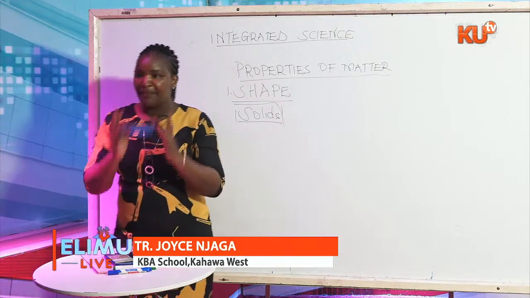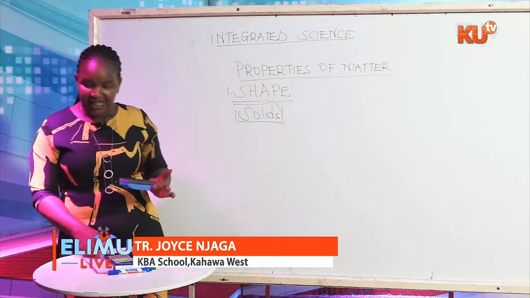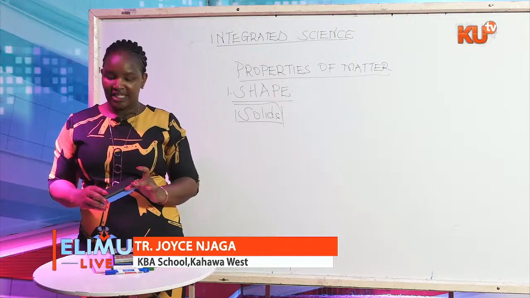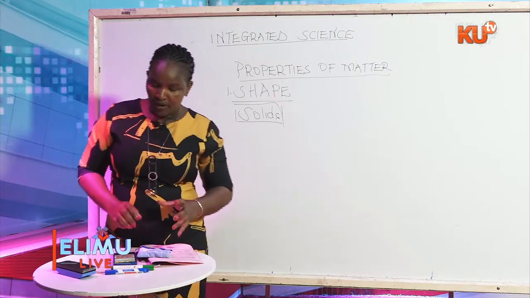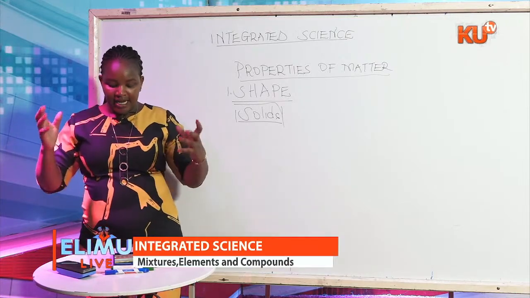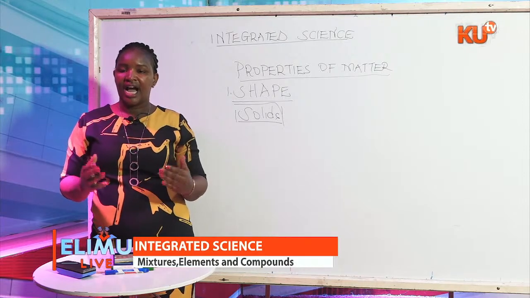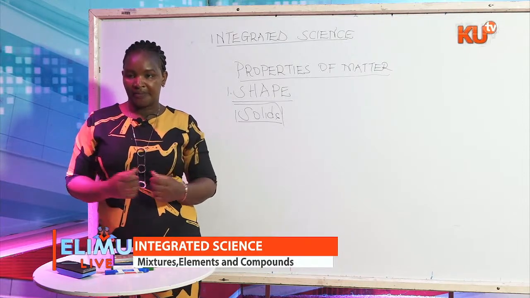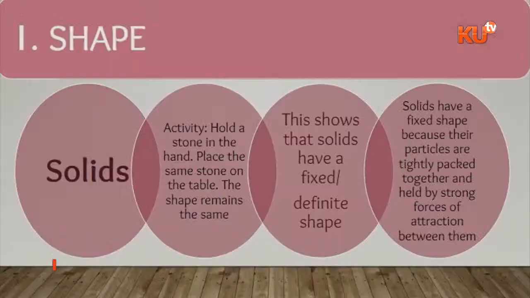So what are we saying about solids? We are saying that through that activity, we can conclude that solids have a fixed shape. You can see on our screen, there is a conclusion there. We are saying the shape remains the same no matter where you place that solid. This shows that solids have a fixed or a definite shape.